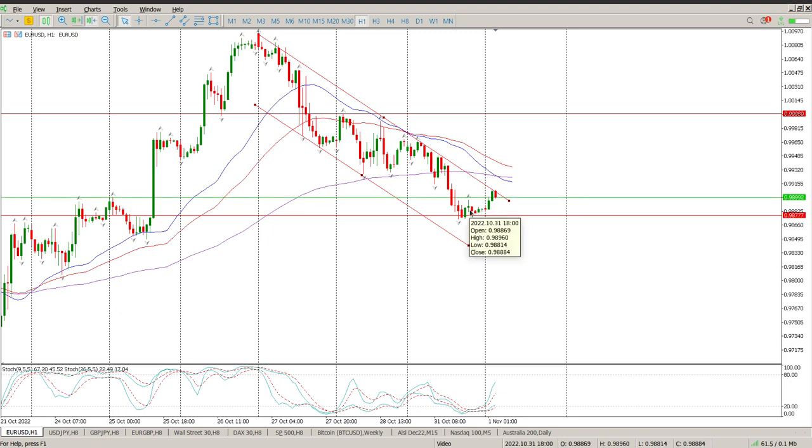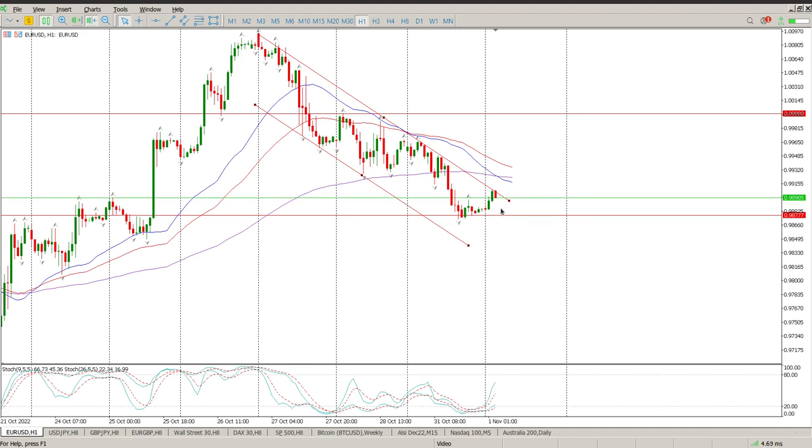So I'm kind of nervous. We don't know what's going to happen. We've got the Feds and we've got non-farm payrolls on Friday. So two big sets of data coming out this week, which will impact the dollar one way or another. So I would wait and see what happens here.